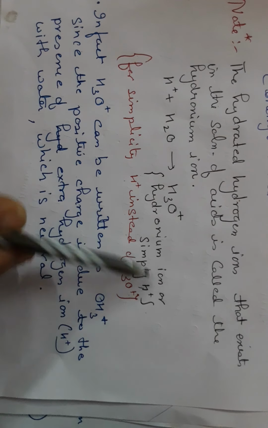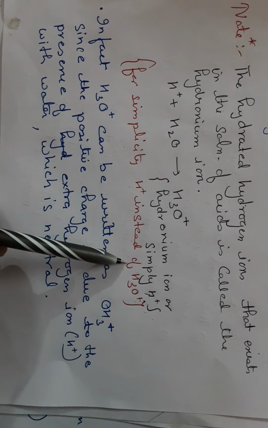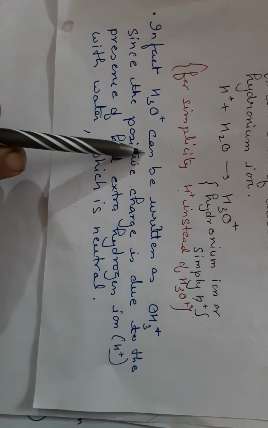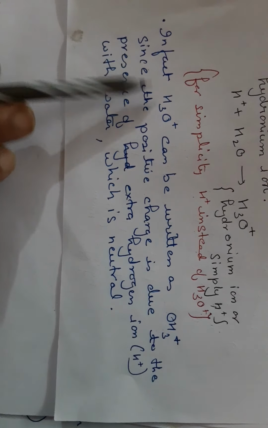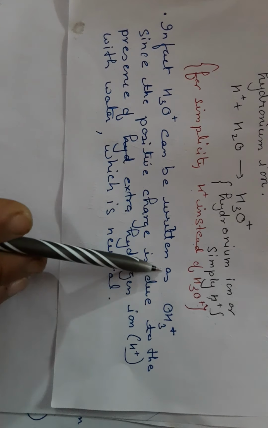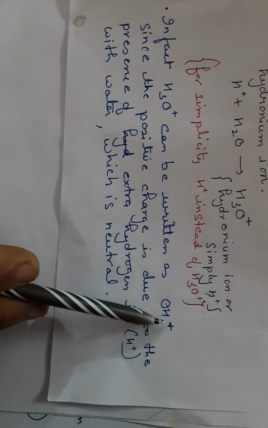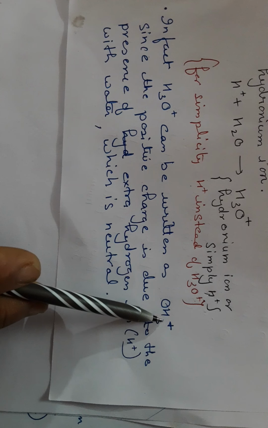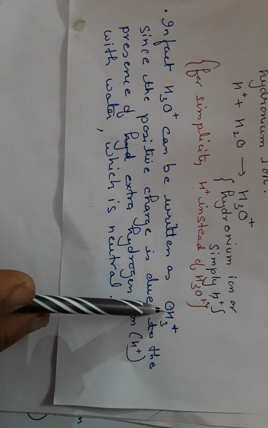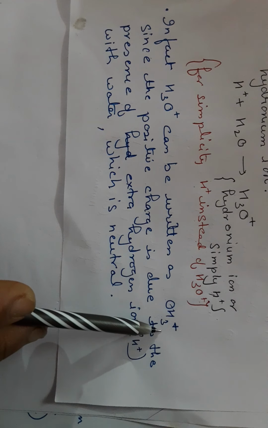Now, hydronium ion or simply H plus ion. For simplicity, we write H plus instead of H3O plus. In fact, H3O plus can be written as OH3 plus, since the positive charge is due to the presence of an extra hydrogen ion with water, which is neutral.